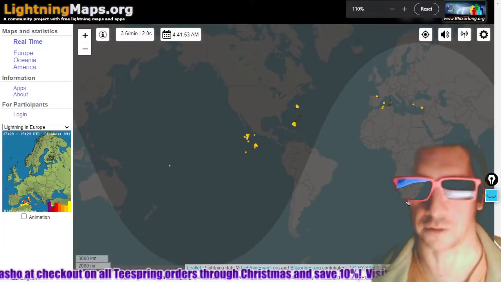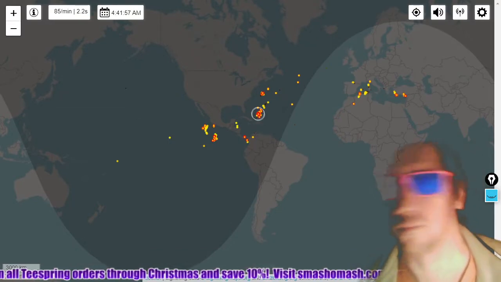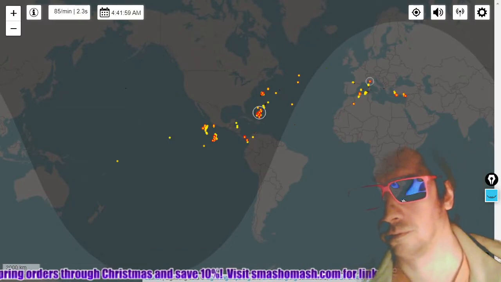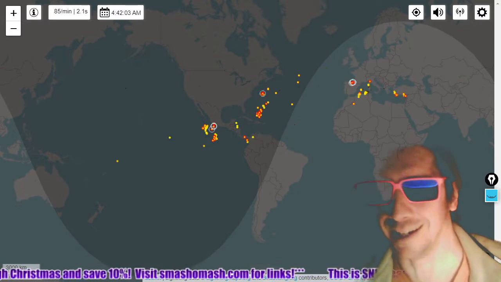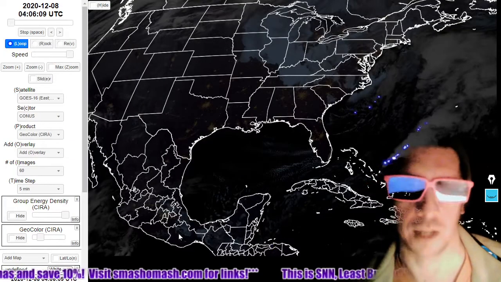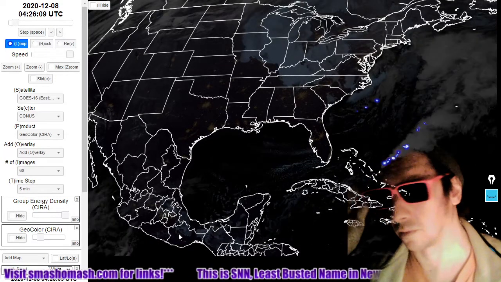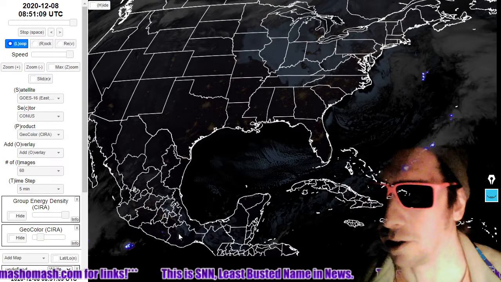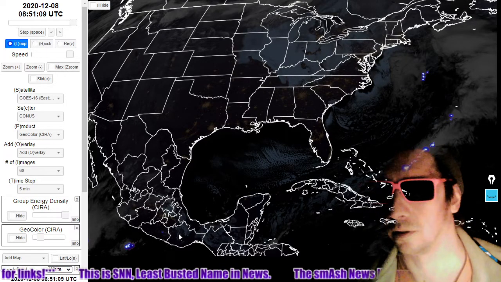Let's see where lightning's striking here at lightningmaps.org. Quite a bit of lightning. No terrestrial lightning in the US. Here's the NASA GOES lightning mapper. Some pretty serious band of lightning there south of Bermuda, as well as northwest of it.